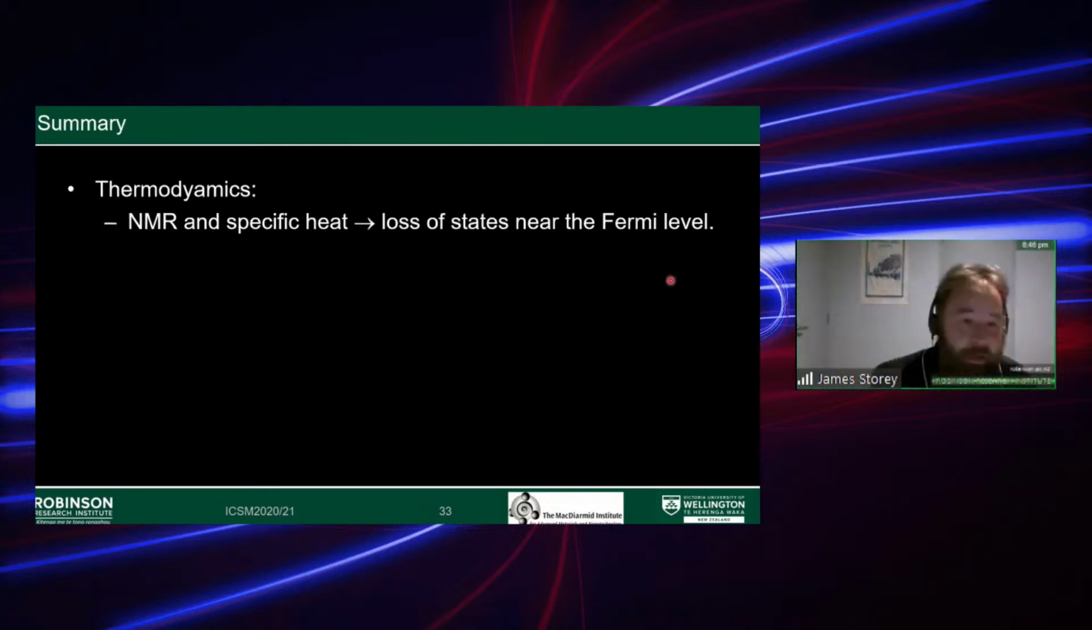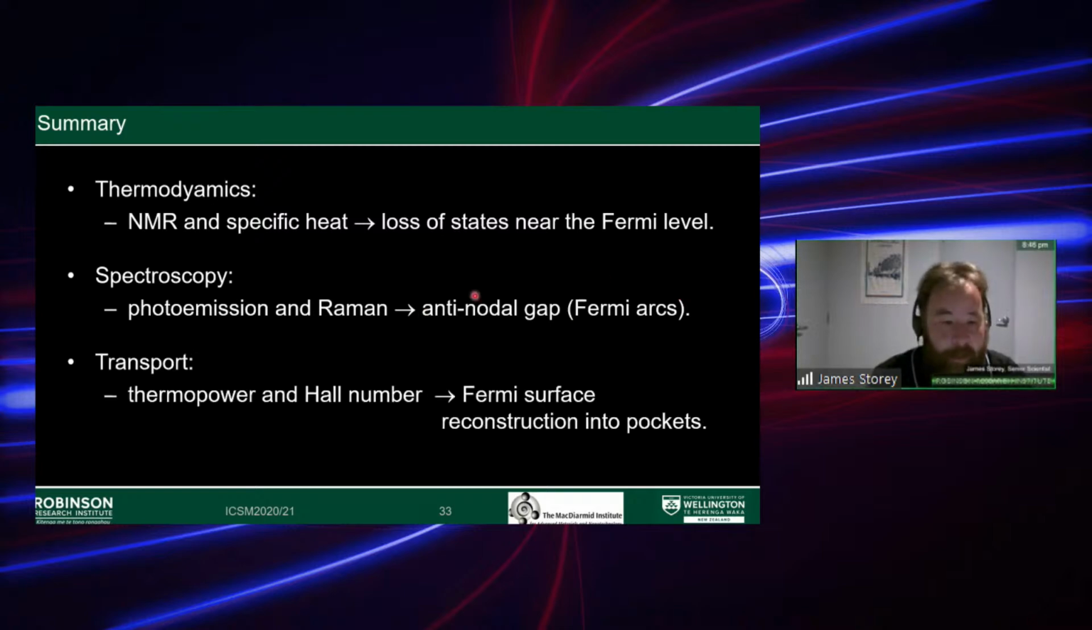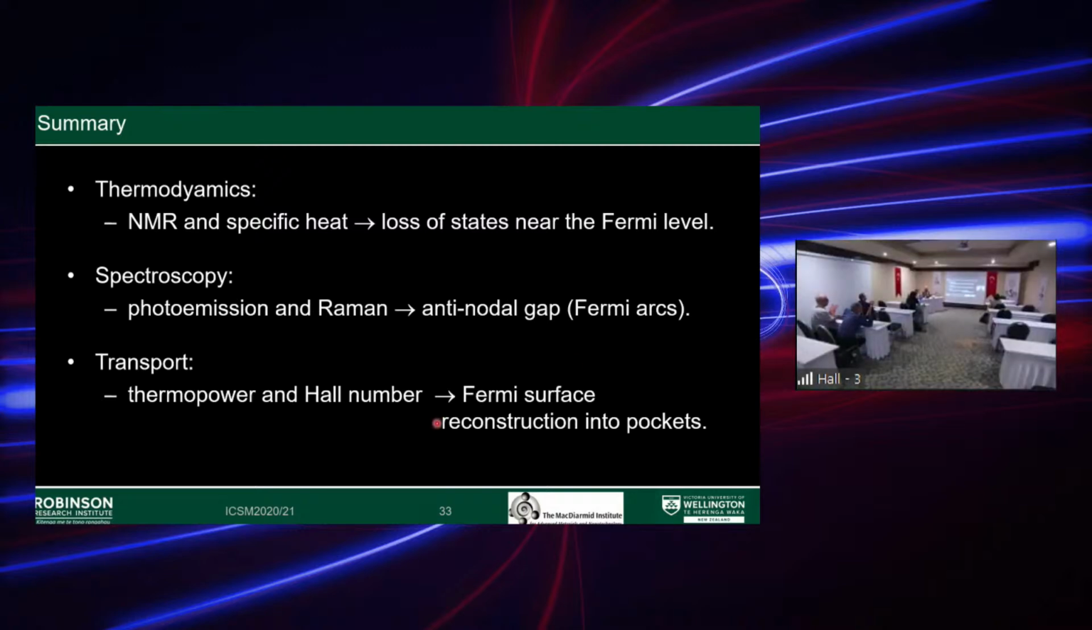So thermodynamics tell us there's a loss of states near the Fermi level. Spectroscopy tells us that it's an antinodal gap. And lastly, transport measurements tell us that this could be due to a Fermi surface reconstruction into small pockets. So thanks for your attention. Thank you.